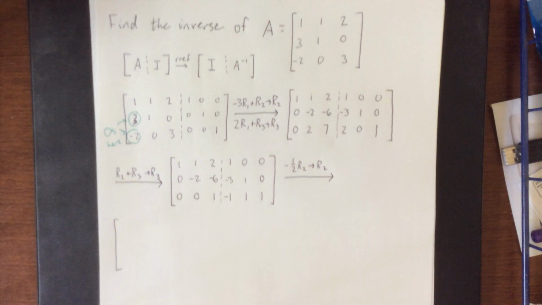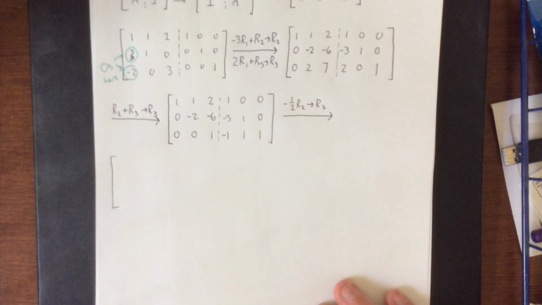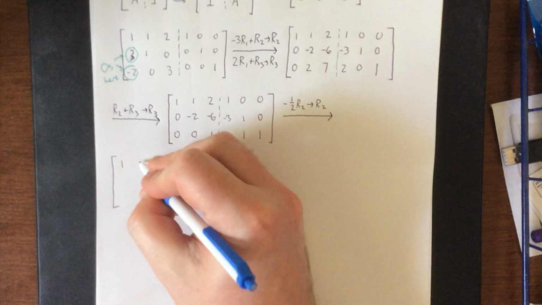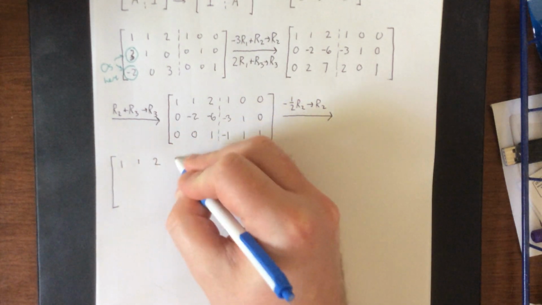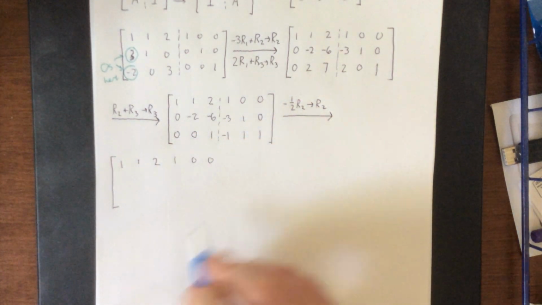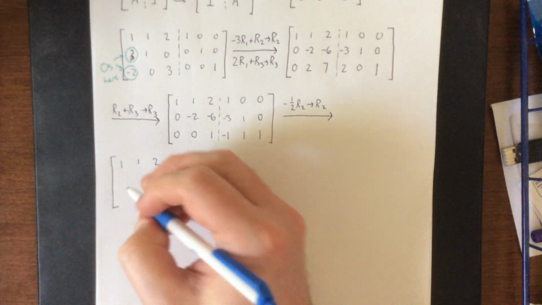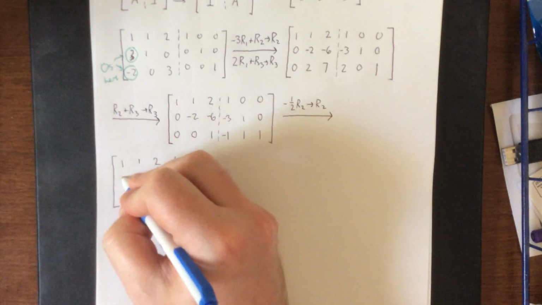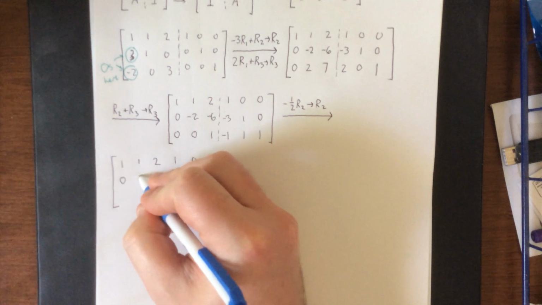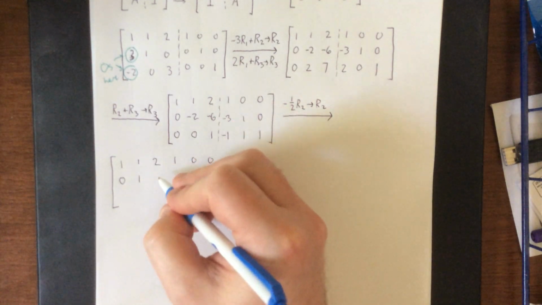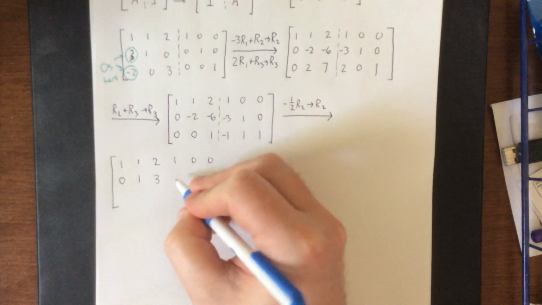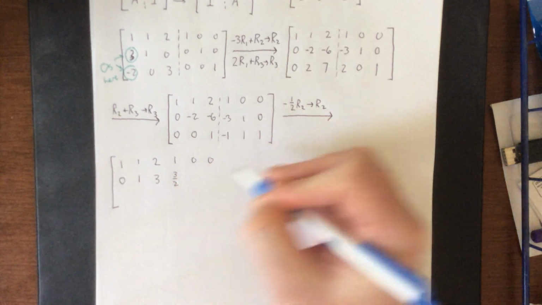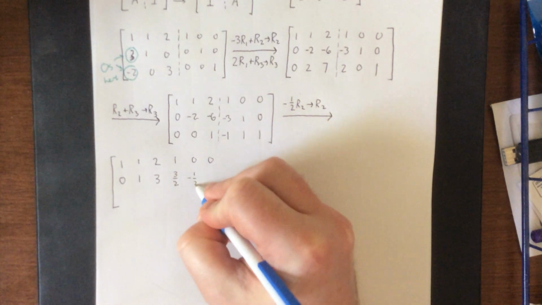Still on camera? Let's move it up a little bit. There we go. So first row is going to stay the same: 1, 1, 2, 1, 0, 0. We're going to take -1/2 of the second row, though. -1/2 of 0, -1/2 of -2, -1/2 of 6. Negative half of negative 3 will be 3 halves, so we have officially introduced a couple of fractions.